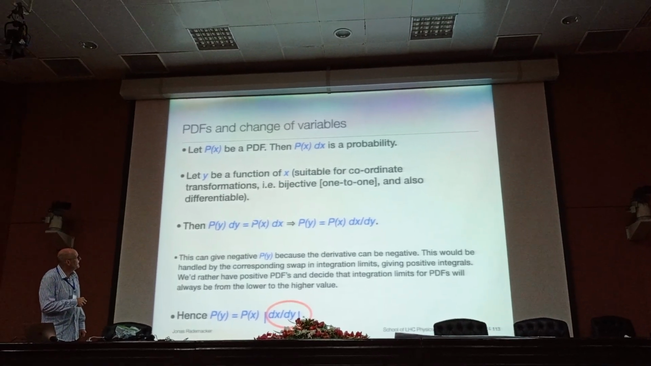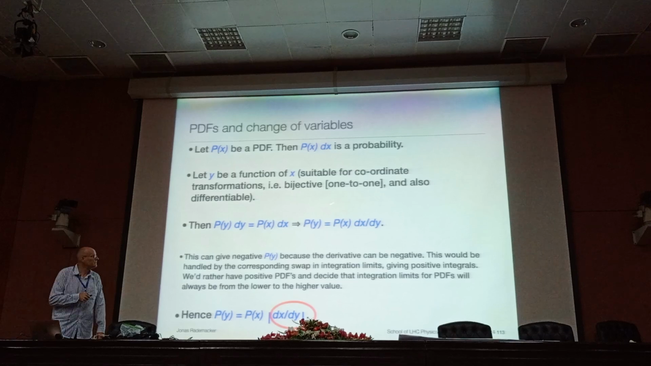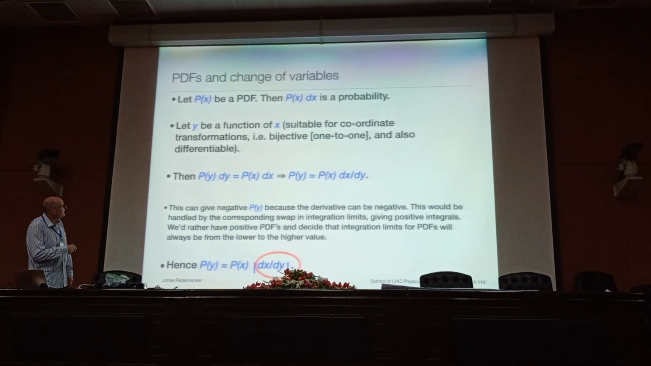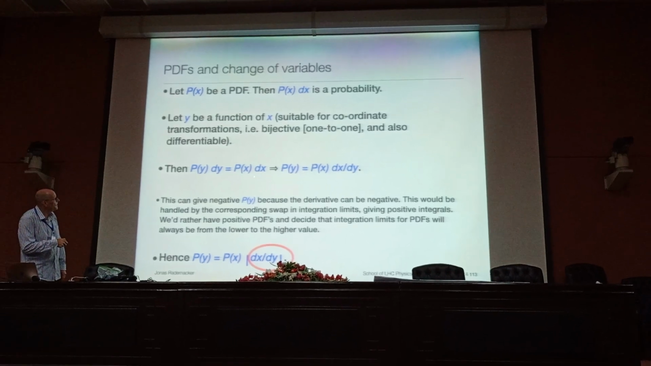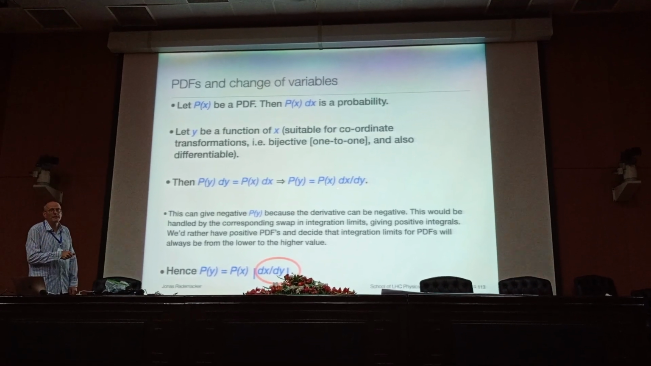So the probabilities, they don't change. They should be independent of my choice of parameter. So P of y dy is the same as P of x dx. These are my probabilities, differential probabilities. But that means that P of y is now P of x times dx by dy.